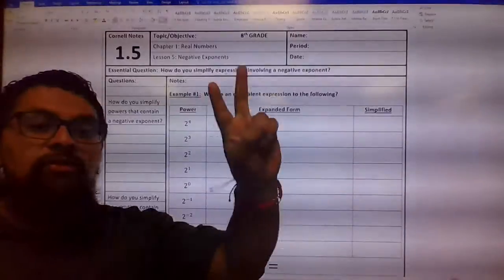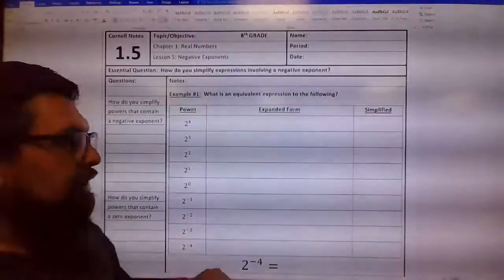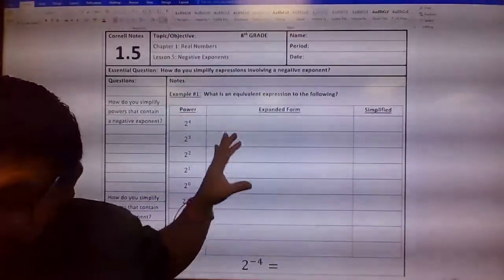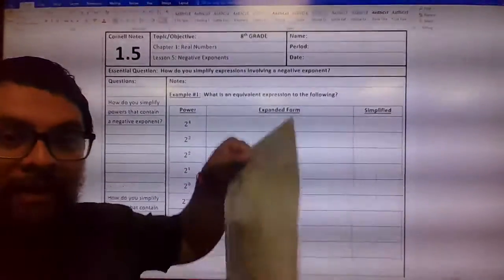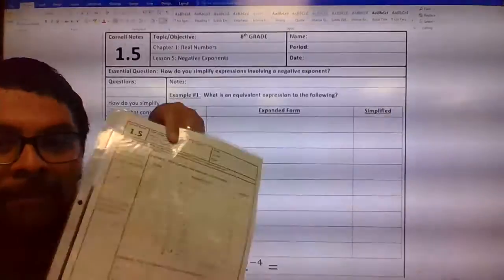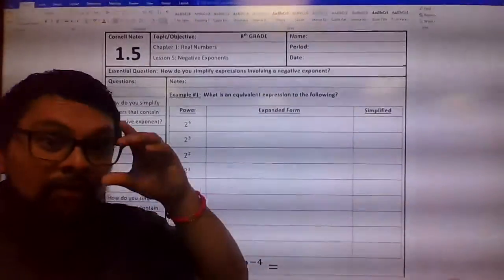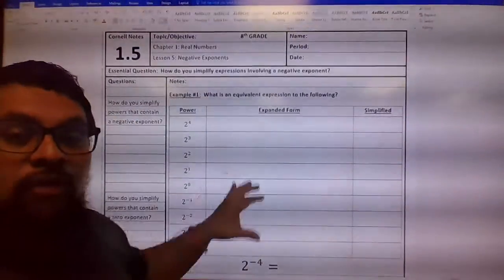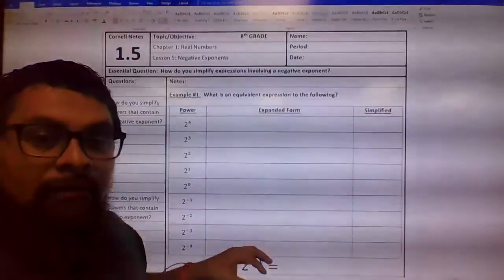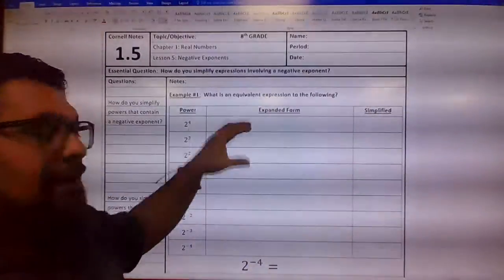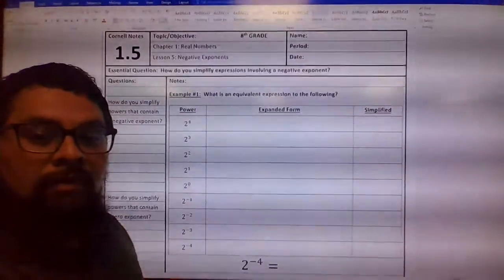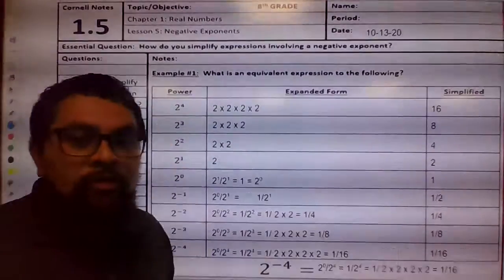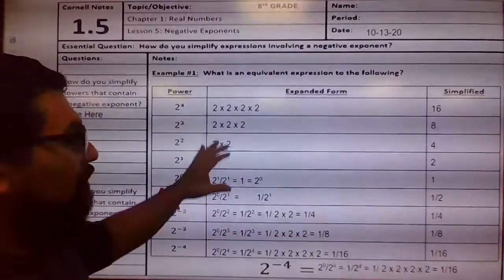Now you did one of two things. You either filled this out on paper, so you have this paper right here, or you did it virtually. You actually typed it in there. Let me show you guys how this looks when it's typed in. When you type it in virtually, it should look something like this.